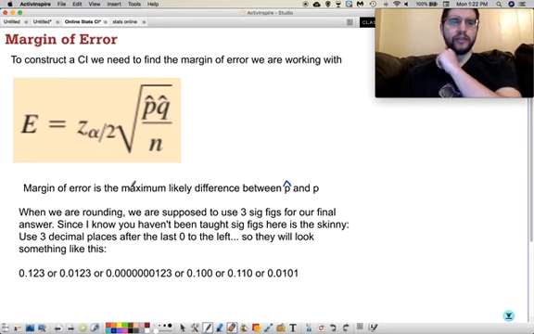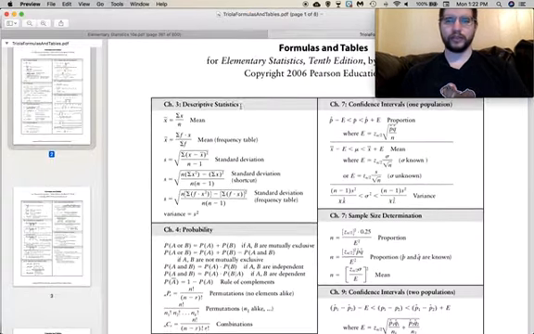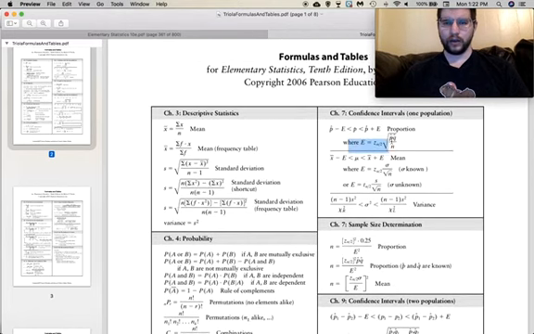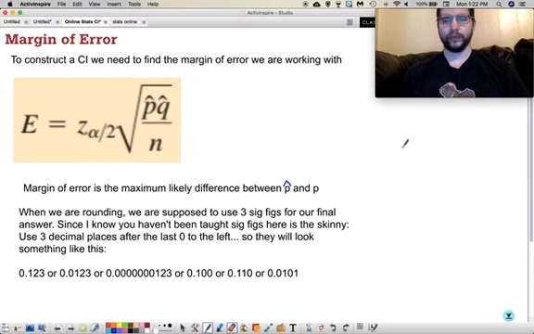All right, to construct a confidence interval, we need to find the margin of error that we're working with. So here's the formula for it. And if we look on our formula sheet, it's there. We're in chapter 7, right here. The margin of error is z of alpha over 2 times the square root of p hat times q hat over n. Well, just write down your variables and plug them in, and you're not going to have any problems.